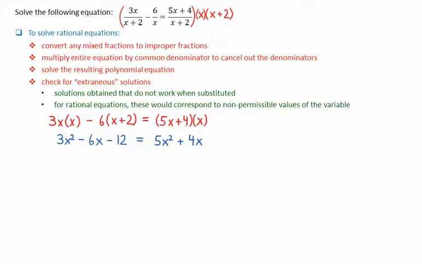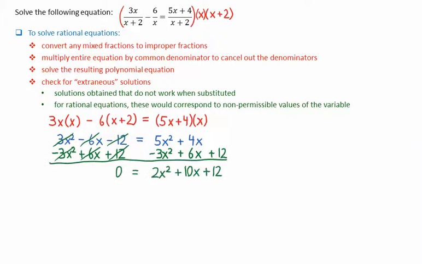To solve this, we would want to get a 0 on one side of the equation. I'm going to move all of the terms over to the right side, leaving a 0 on the left side. To do that, we'll subtract 3x squared from both sides, add 6x to both sides, and add 12 to both sides. This results in 0 equals 2x squared plus 10x plus 12.